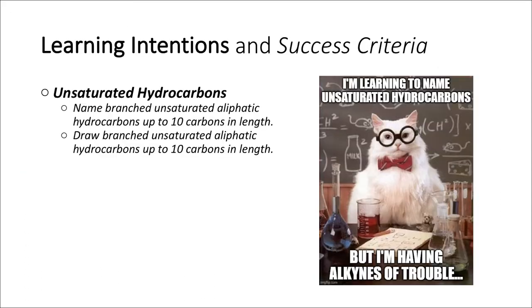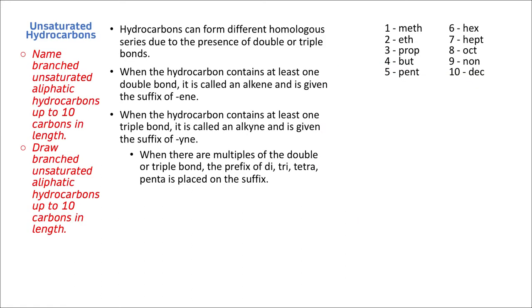So let's get started. We are learning about unsaturated hydrocarbons, which, if you remember, are alkenes and alkynes. Hydrocarbons can form different homologous series due to the presence of double and triple bonds. A double bond is called an alkene, with the suffix -ene. A triple bond is called an alkyne, with the suffix -yne. And remember, if there are multiple double or triple bonds, or multiple side chains, you have the prefixes di, tri, tetra, and penta.